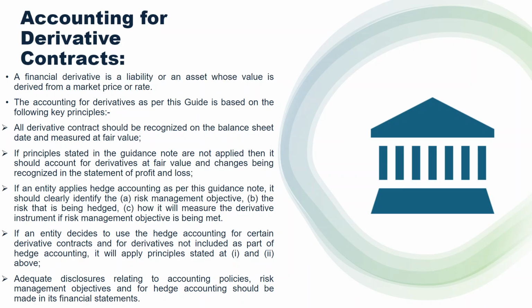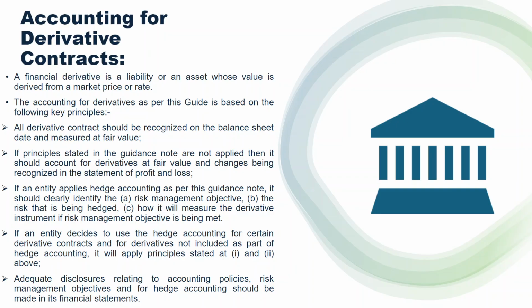In that, number 1, all derivative contracts should be recognized on the balance sheet date and measured at fair value. So whatever derivative contracts are there, those should be properly recognized and mentioned as per the fair value on the date on which the balance sheet has been prepared.